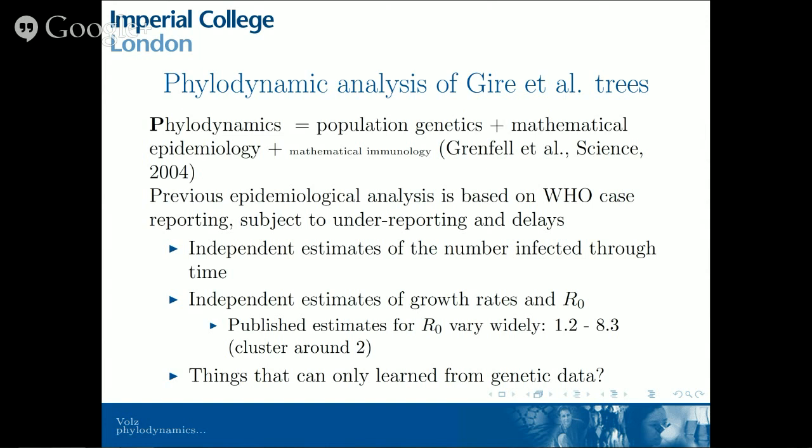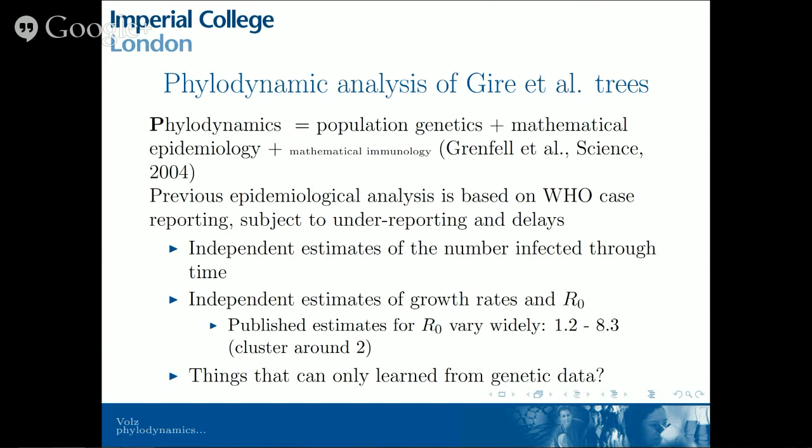All right, so the main benefit of a phylodynamic analysis is that it gives us an almost independent perspective on things that are really helpful for epidemiological surveillance. So we can generate independent estimates of the number of infections through time, independent of the case reporting by WHO. We can generate independent estimates of the epidemic growth rate and the reproduction number.